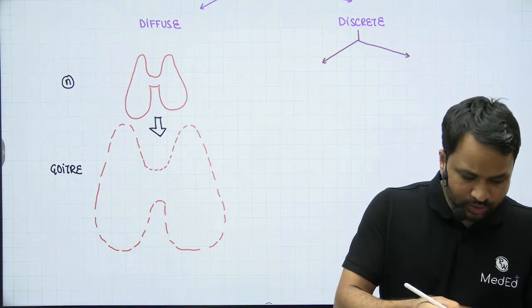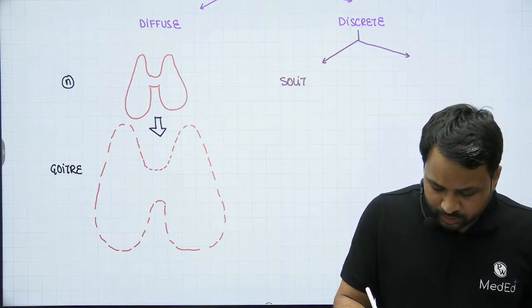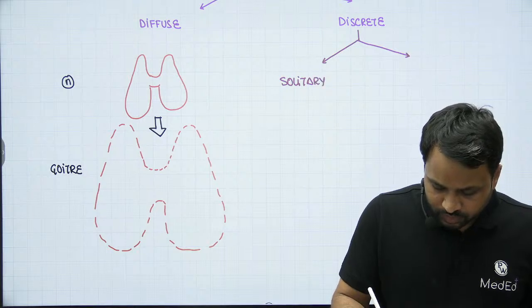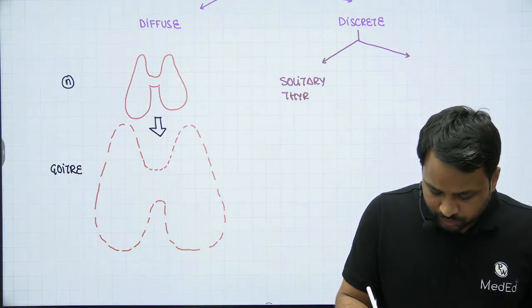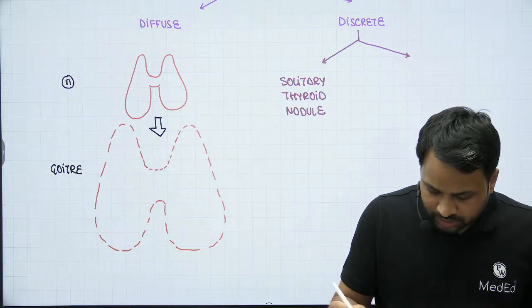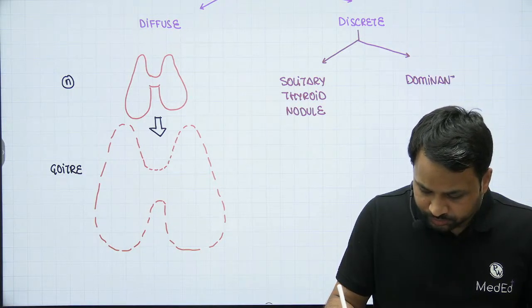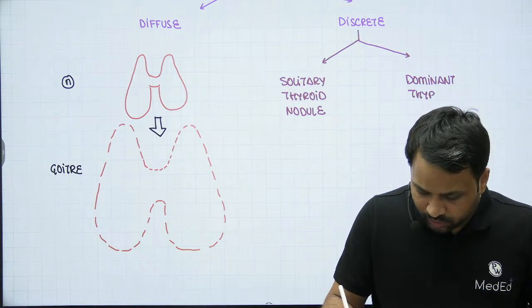There are going to be two subcategories. One, we'll call it the solitary thyroid nodule. Another one we'll call the dominant thyroid nodule.